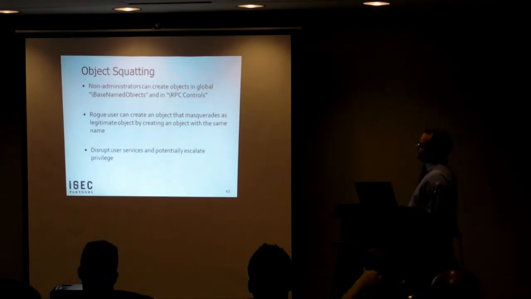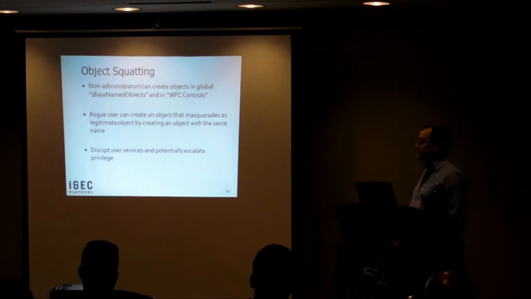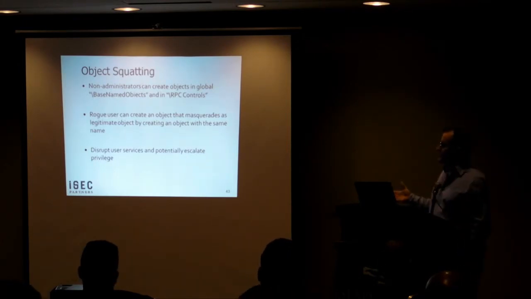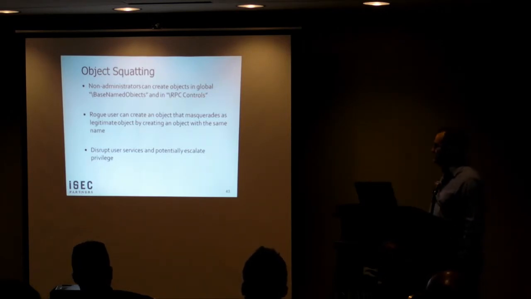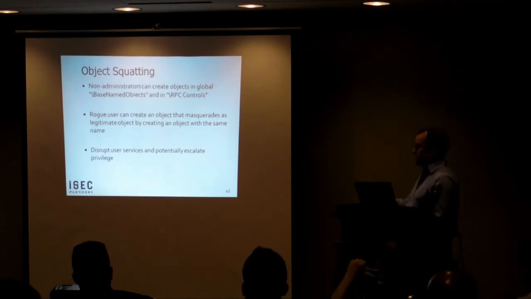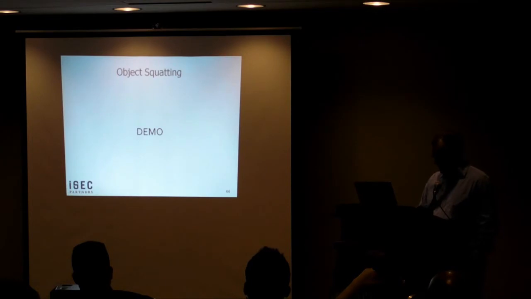So, object squatting. Non-administrative users, as we know from our permission check before, can create objects in BaseNamedObjects and RPC Controls. So a rogue user can create an object that masquerades as a legitimate object with the same name, because the authentication doesn't exist. It's done by name for identification for that object. You can disrupt users, potentially escalate privilege, who knows what else. So I'm going to demo for this one as well.